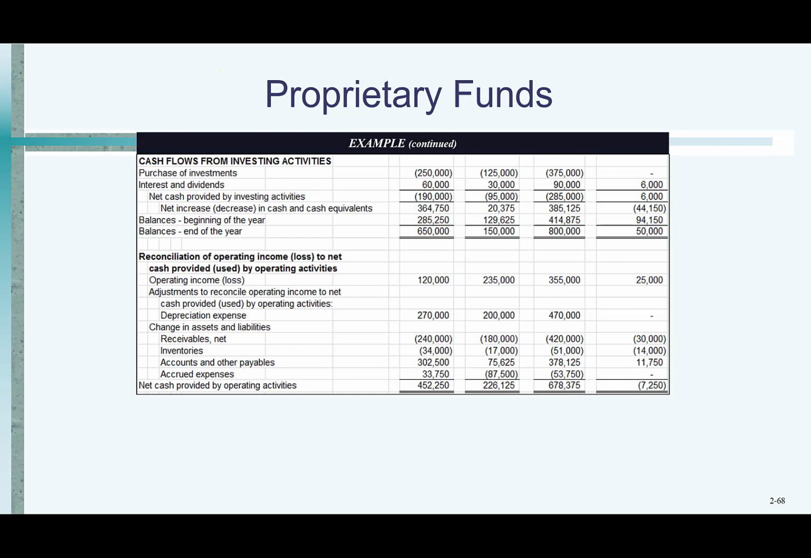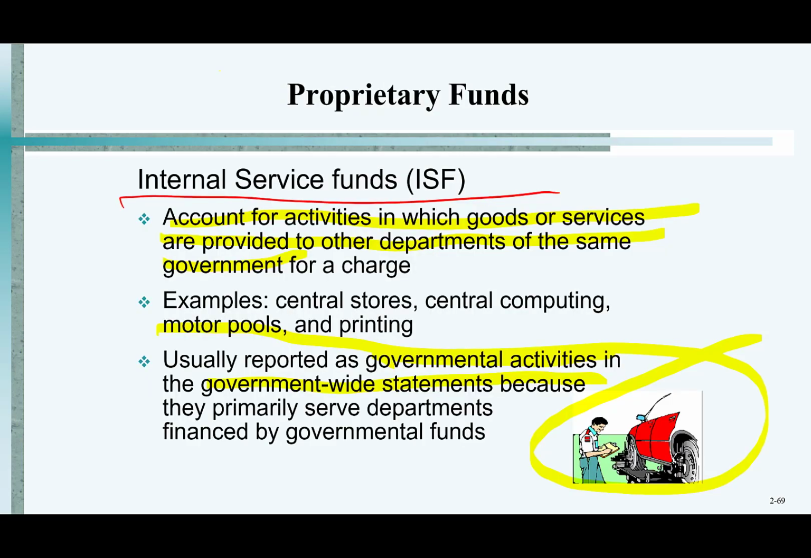Okay. We'll get more into that in Chapter 7. Internal Service Fund. This is what? Activities where we are providing services to other parts of the government, other departments in the government. Okay. Classic example is what? Motor pool. That's what that guy's doing, changing the oil filter in a red police car. Okay, whatever it is he's doing. And what? Governmental activities is where we consolidate that at the government-wide level, right?